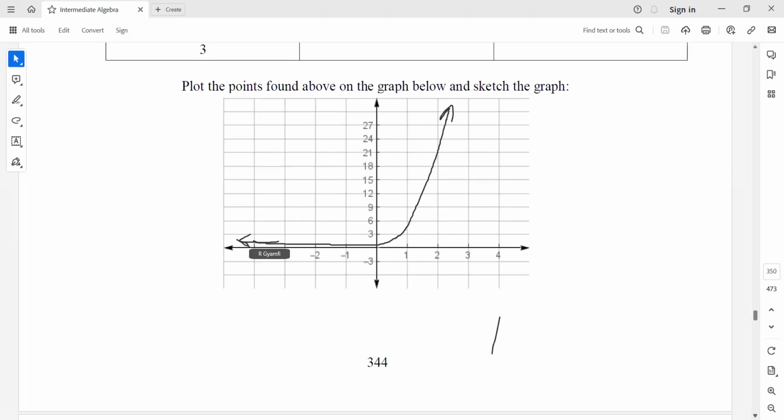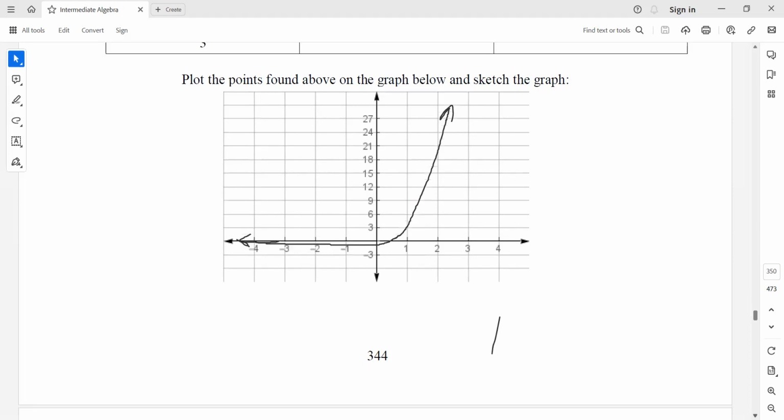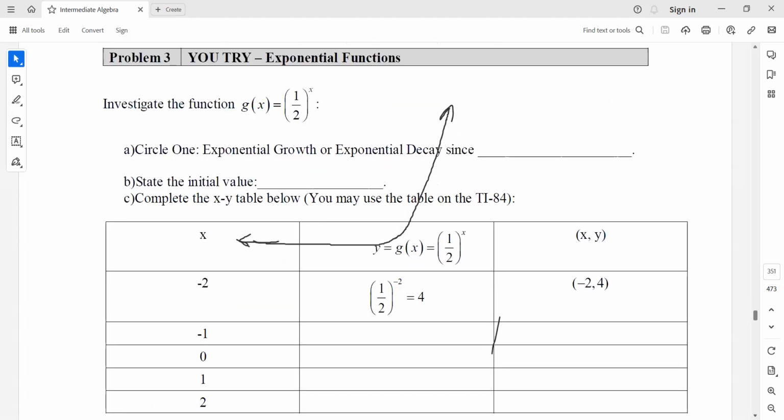Something like that. Okay? Now you can check it out as well. Now let's look at the next thing, the next problem.